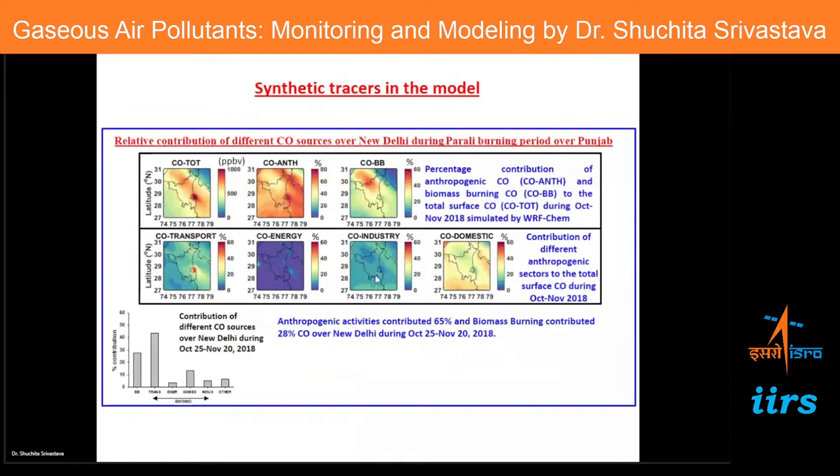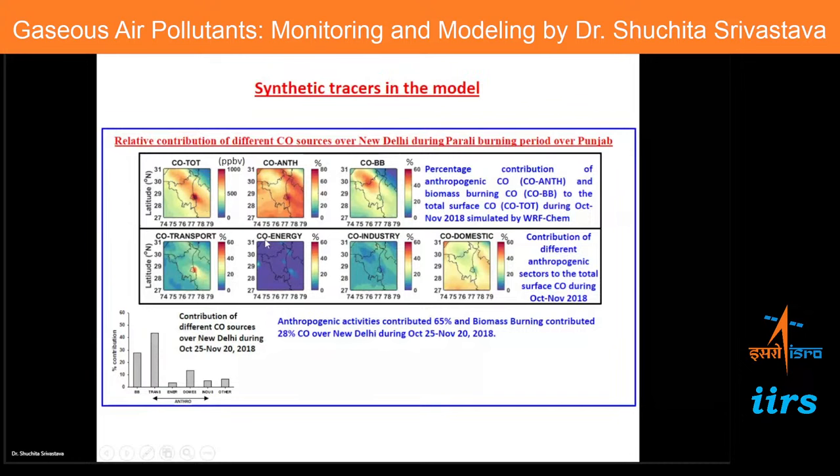Here one example is shown. In this model, we did not switch off anything and we added some synthetic tracers to study the effect of parali burning over Punjab on the CO distribution over New Delhi. This is the standard CO which is simulated by our standard model. CO total is the standard CO at surface, right? And here you can see the distribution of CO. The synthetic tracers which we added in the model are anthropogenic CO and biomass burning CO, and you can see the percentage contribution of CO anthropogenic and CO biomass burning to the total CO here.